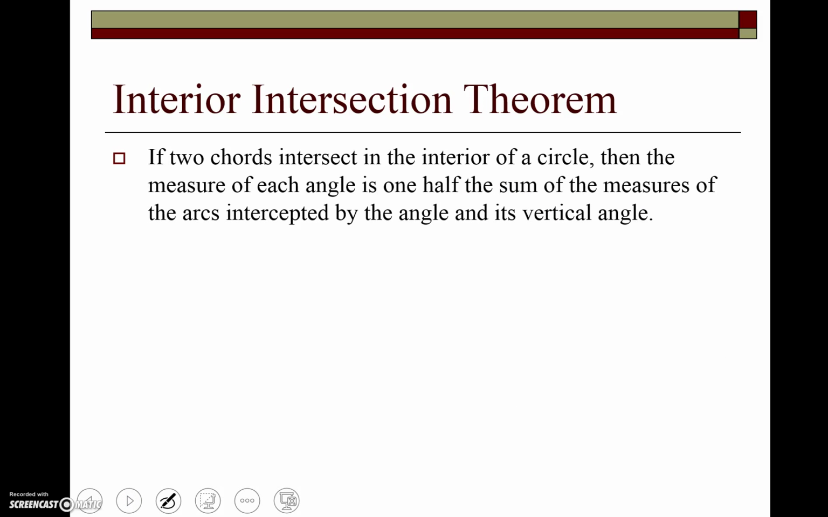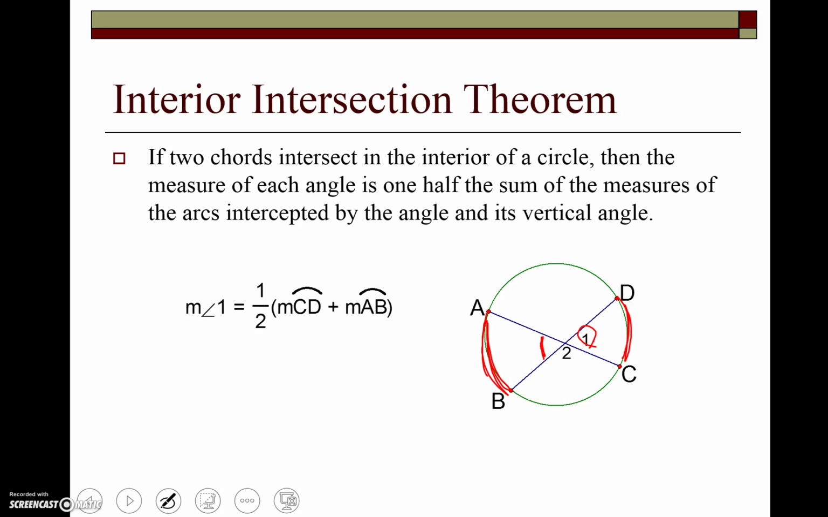Moving on to our next theorem, this says if two chords are intersecting in the interior of a circle, then the measure of each angle is 1/2 the sum of the measures of the arcs intercepted by the angle and its vertical angle. So what is that saying? We have angle 1, and its vertical angle is over here. To find the measure of this angle 1, we look at the two intercepted arcs formed by itself and its vertical angle. And we find 1/2 the sum, or essentially the average, of those two arcs that I've highlighted there. Not only does this work for angle 1, but we can do it for angle 2.